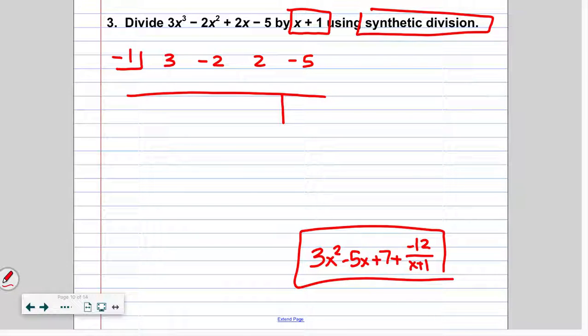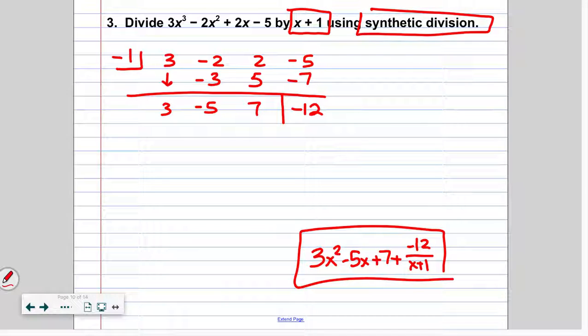Now this is just a synthetic substitution type problem. We're going to use the same process. Bring down the 3. 3 times negative 1 is negative 3. Once you get the hang of this, it goes pretty fast. Negative 2 plus negative 3 is negative 5. Negative 5 times negative 1 is 5. 5 plus 2 is 7. 7 times negative 1 is negative 7. Negative 5 plus negative 7 is negative 12.